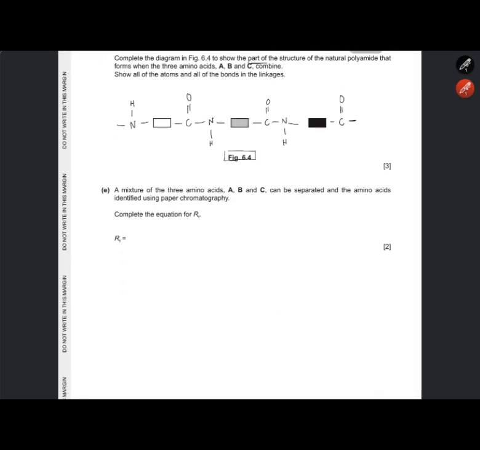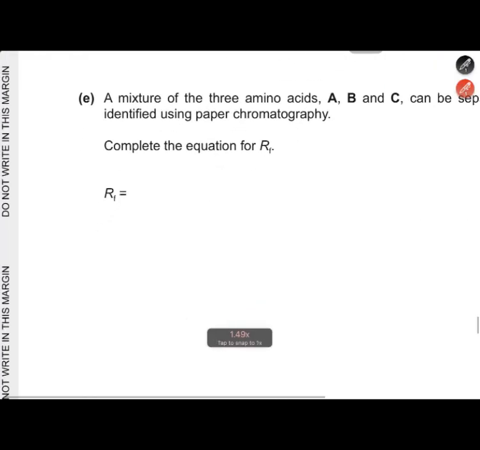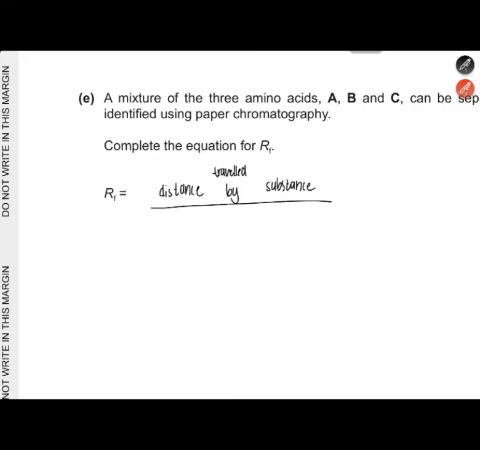It is the part of the structure. A mixture of 3 amino acids A, B, C can be separated, and the amino acids are identified using paper chromatography. Complete the equation for the Rf value. Rf is the distance traveled by the substance or solute divided by the distance traveled by the solvent. Write the whole words.